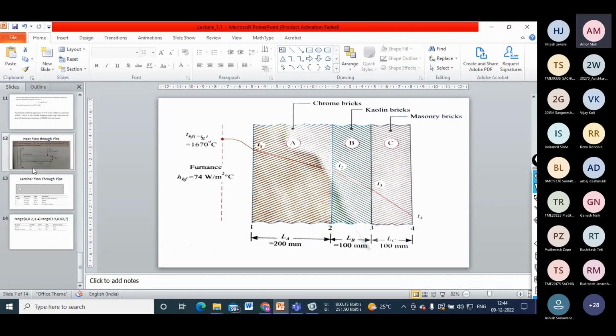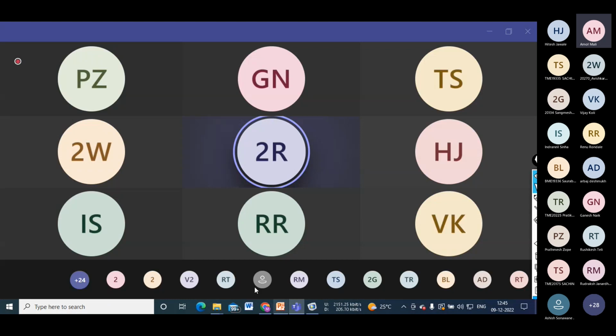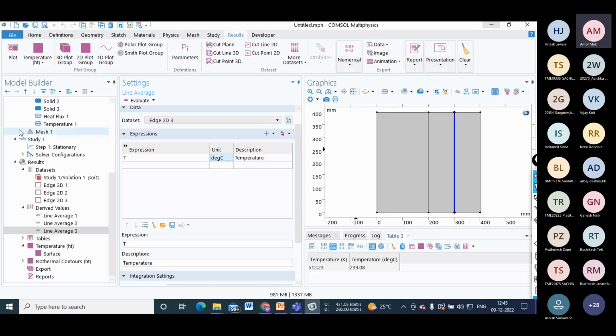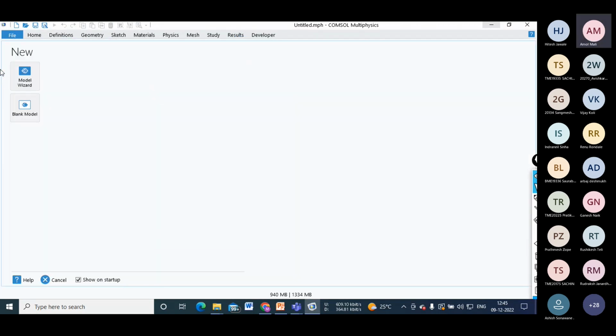Okay. So now next to that we will see one problem on laminar flow. How many students are there? 24. Okay. So one more problem we will see, that is related with CFD, computational fluid dynamics. This is very important for third year students. There is always a theory question or problem on this.